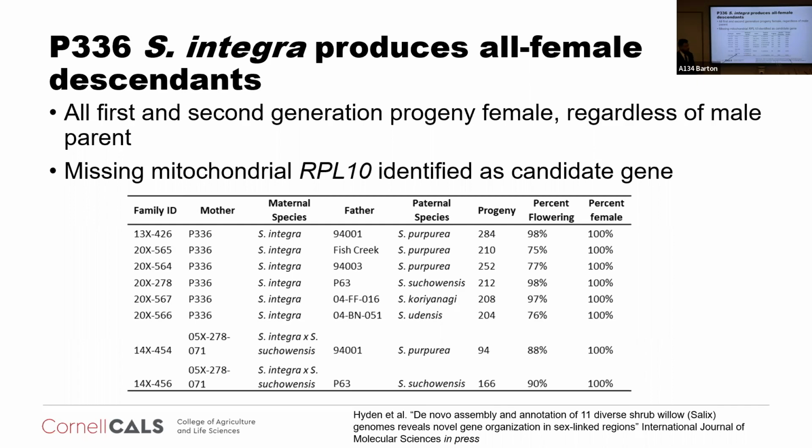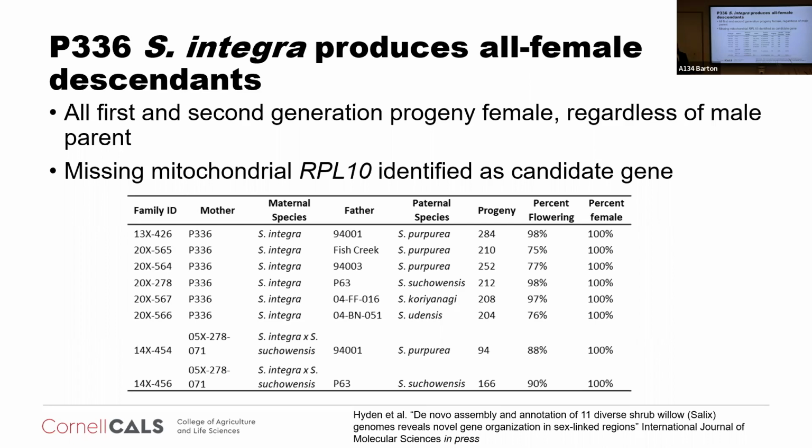So we took an F1 from this Integra by Suchoensis cross, and then we backcrossed that back with Suchoensis to create a backcross 1, and also outcrossed it with 941 and 6 Purpurea to create a 3-way cross. And in both cases, once again, 100% of the progeny were female. This is after a second generation. So that was very interesting to us, right?